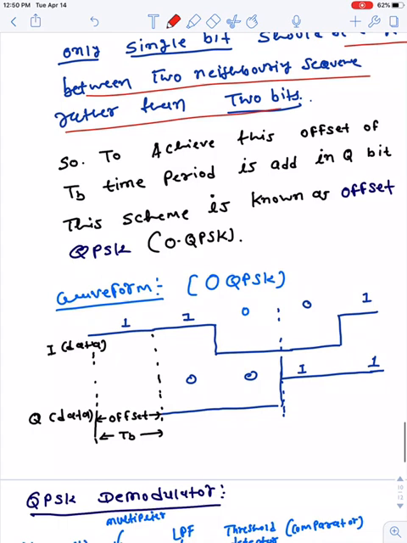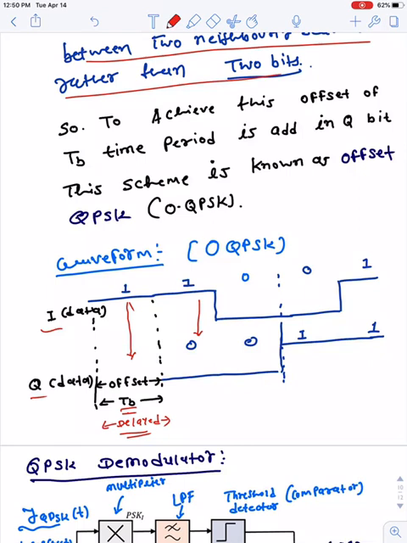And to achieve this offset, what can we do here? Between the I data and Q data, rather than starting point to point, we can start the Q bit with some delay. How much delay? We can have a delay of TB time period. So basically we can shift the signal Q to the right side by the TB time period. Now we see what happens compared to the earlier case. If it is shifted over here, it can be extended to the next TB time period of the I data symbol, right?